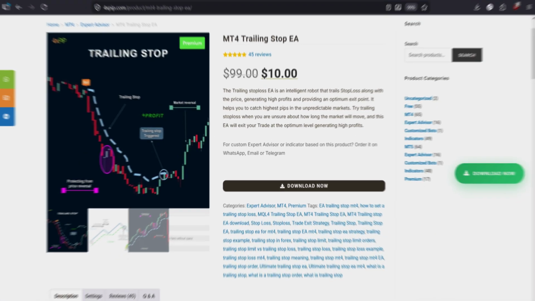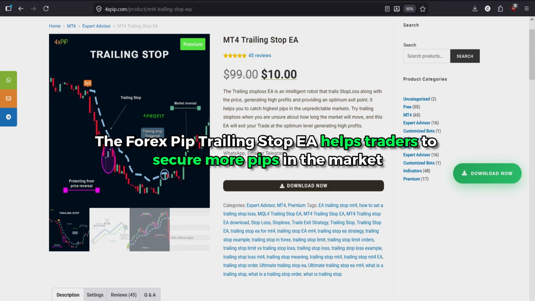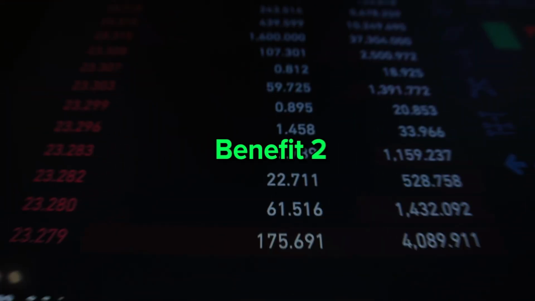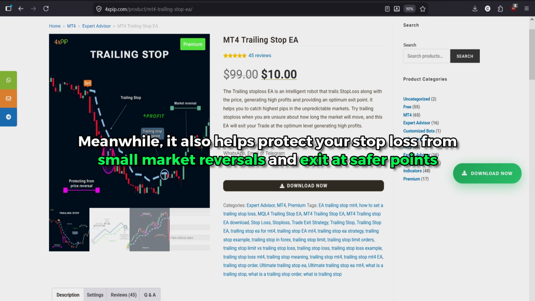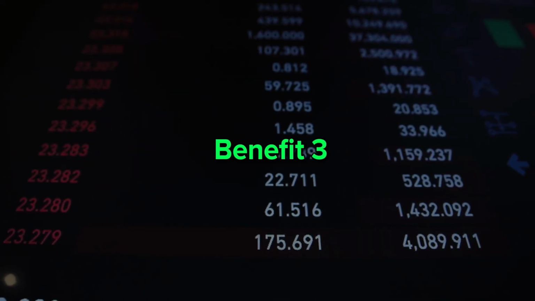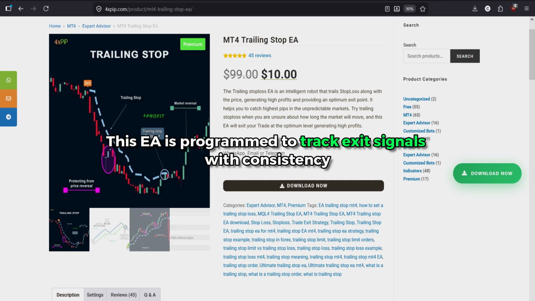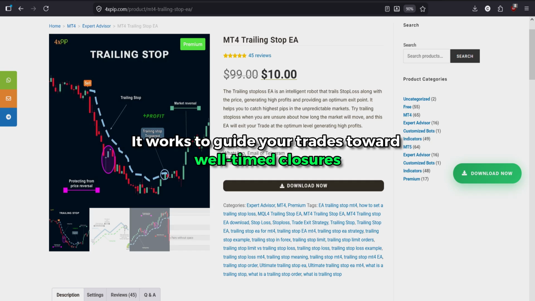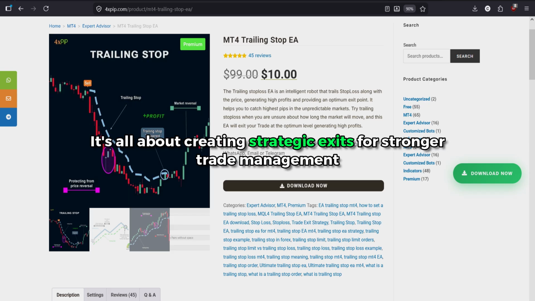Benefit number 1. The Forex pip trailing stop EA helps traders to secure more pips in the market. Benefit number 2. Meanwhile, it also helps protect your stop loss from small market reversals and exit at safer points. Benefit number 3. This EA is programmed to track exit signals with consistency. It works to guide your trades toward well-timed closures. It's all about creating strategic exits for stronger trade management.